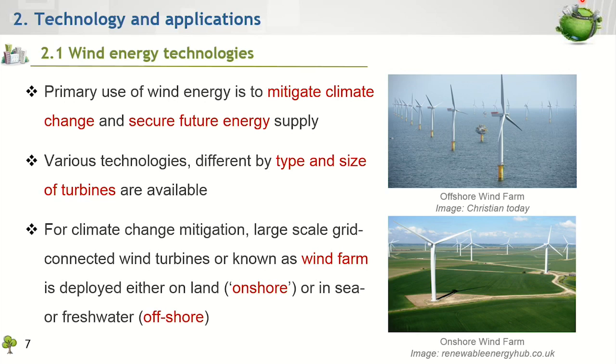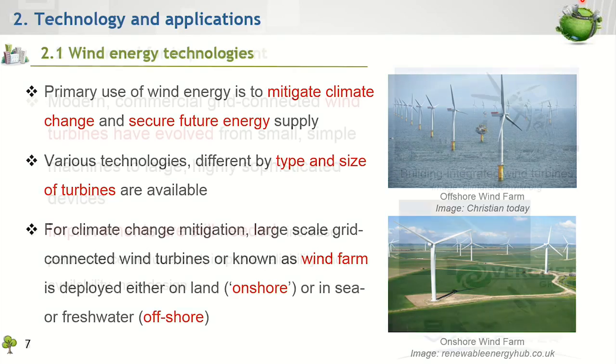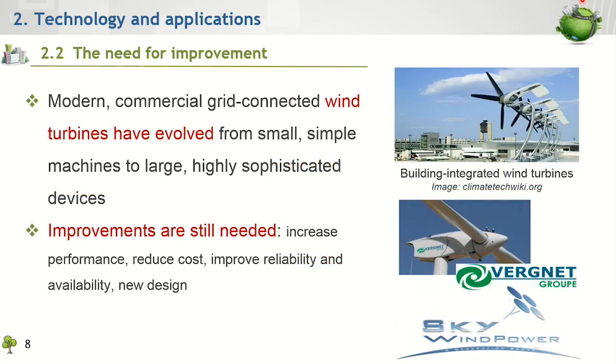For climate change mitigation purposes, the large-scale wind farm is generally the most suitable choice. Such a large-scale wind farm generally requires a large installation place, which can be made either onshore or offshore. Generally speaking, modern commercial grid-connected wind turbines have evolved over time. They have been updated from a small, simple machine to a large, highly sophisticated device that can be a standalone system or integrated with other energy technology or design.